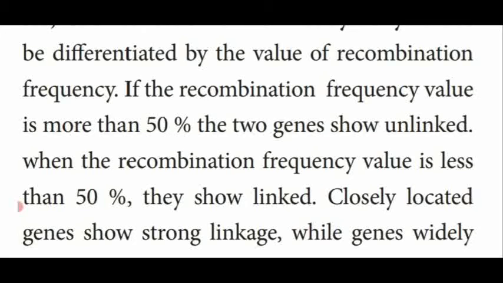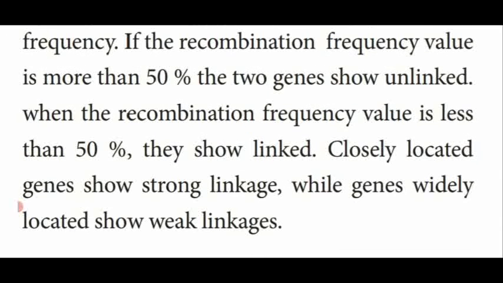Dear students, kindly mark the lines given here. It will come as a wrong statement or correct statement question. If the recombination frequency value is more than 50, those genes are named as unlinked genes. If the recombination frequency is less than 50, it is named as linked genes. So closely located genes show strong linkage, while genes widely located show weak linkage.